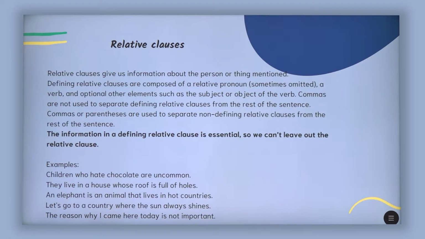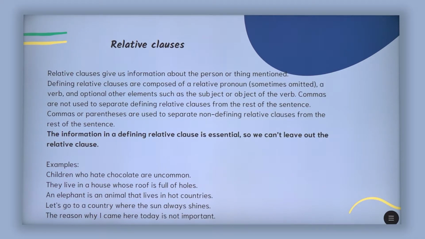As you could see in the text, you had highlighted words in red, and those were the relative clauses. So, now we are going to see more information on relative clauses. Defining relative clauses are composed of a relative pronoun, sometimes omitted, a verb, and optional other elements such as the subject or object of the verb.